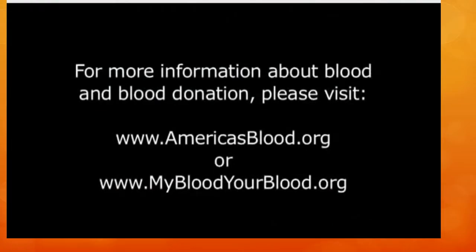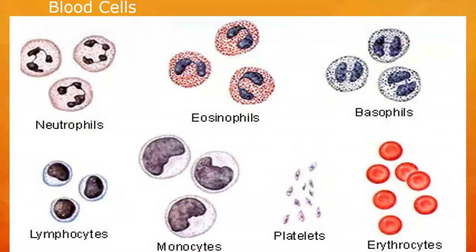All right. So there we go. Here's a summary of all the different kinds of blood cells that we have. So you'll see to the right bottom there, those are the erythrocytes. We call those red blood cells.